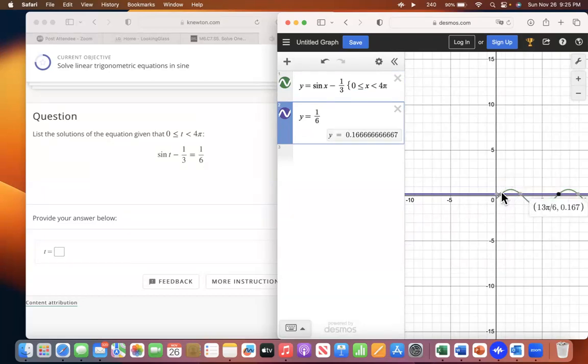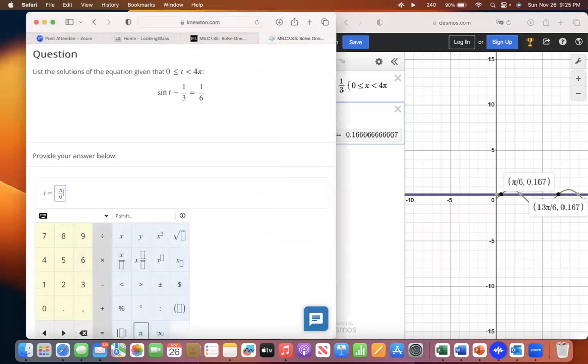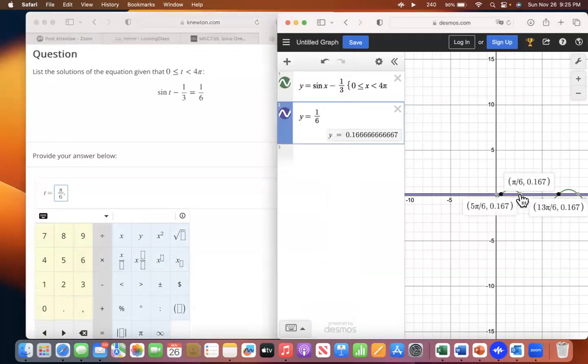It's this first one, pi over 6. Mhm. 5 pi over 6.